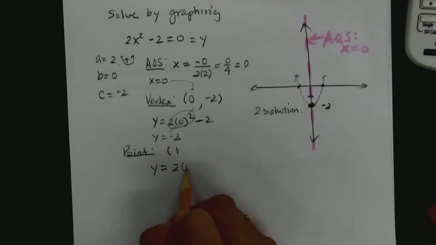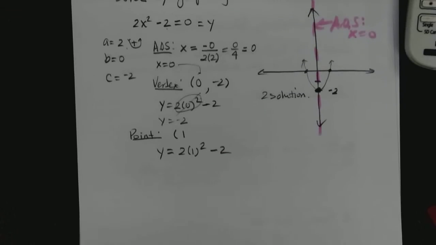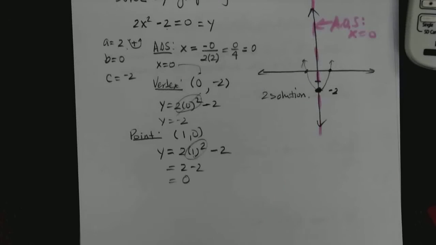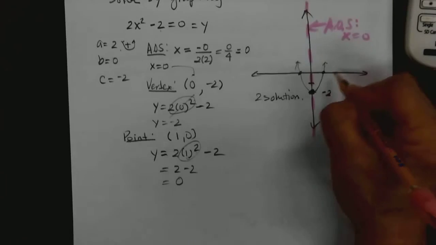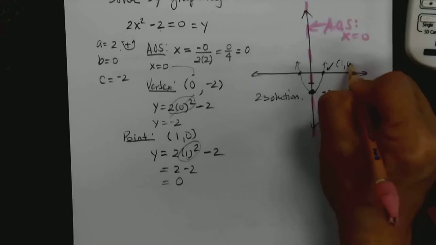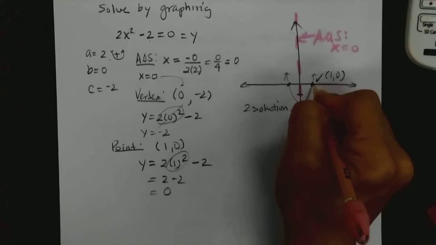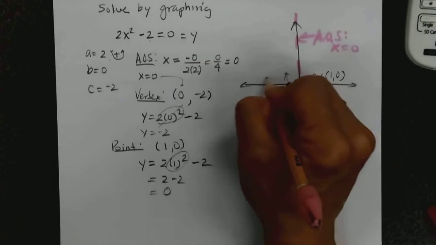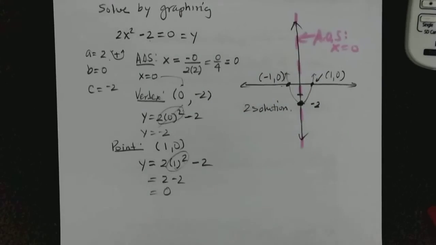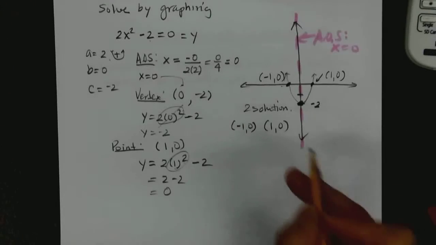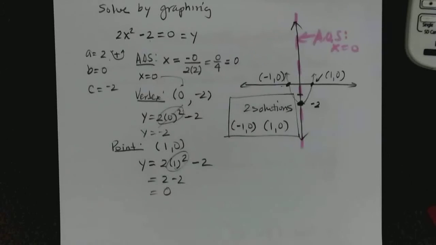y equals 2 times 1 squared minus 2. What's 1 squared? 1. 1 times 2 is 2. 2 minus 2 is 0. Is this 1 comma 0 a solution? Yes, because that's where the parabola crosses. Then what does the other one have to be? Negative 1 comma 0. It's a reflection, so this other solution is at negative 1 comma 0. So my 2 solutions are negative 1, 0 and 1 comma 0.